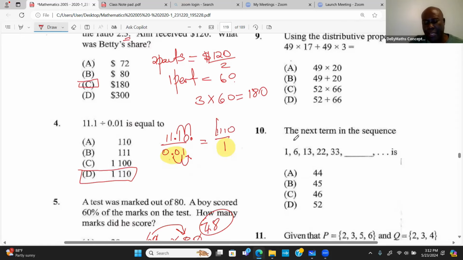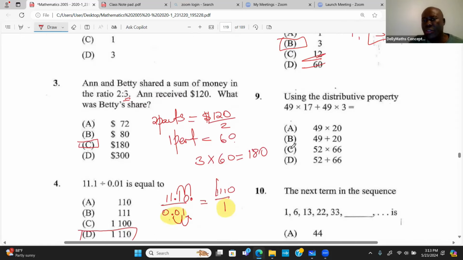Let's take a look at number nine. Number nine says, using the distributive property, what could we represent this as? I'm going to factor out my 49. So if I factor this out, I'm going to have 17 divided by 49 here, I get 3. So I'm really left with 49, bracket means multiplication, 20. So I'm looking for 49 times 20, and my answer is A.